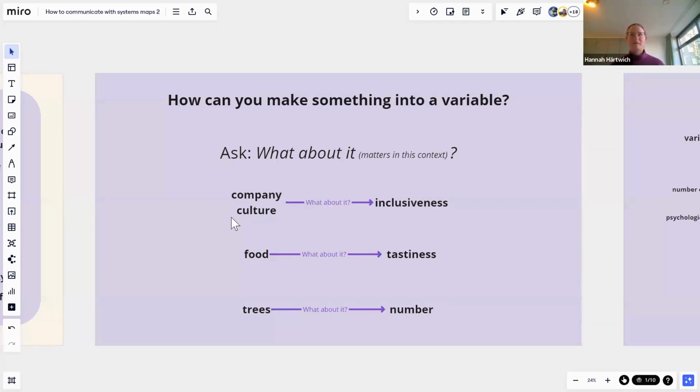So for example, we have a feeling, okay, company culture, that's somehow important in this context. But okay, what about it specifically? Maybe in some cases, we will be talking about the inclusiveness of company culture.